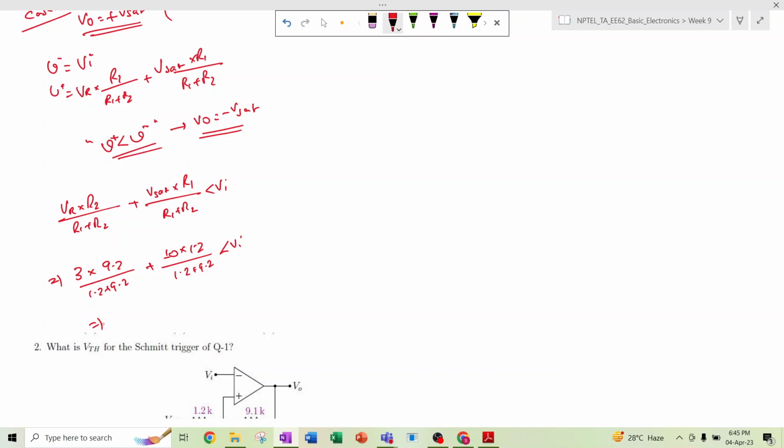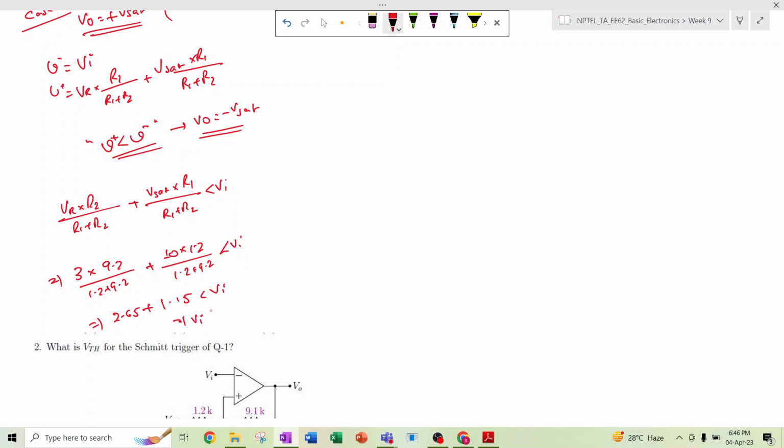If we use the calculator, 9.2 divided by 1.2 plus 9.2, into 3, this is 2.65, plus 10 into 1.2 divided by 10.4, right? So this is 1.15, this is less than Vi.